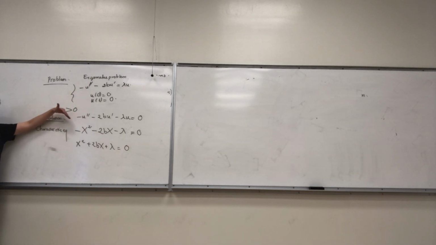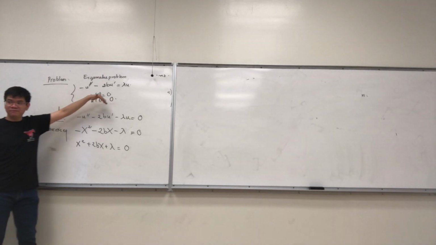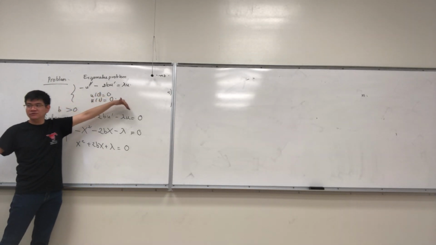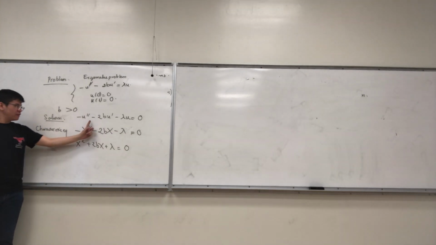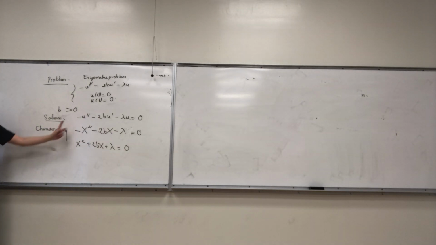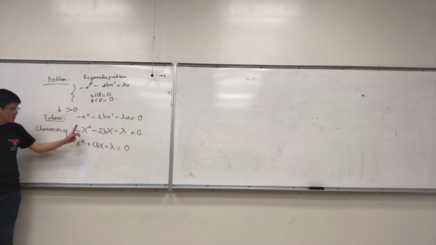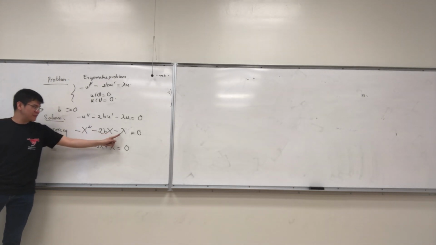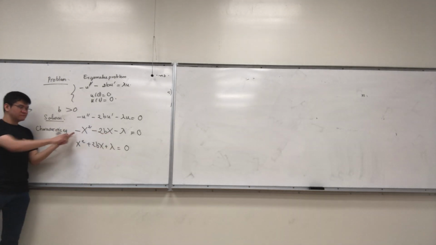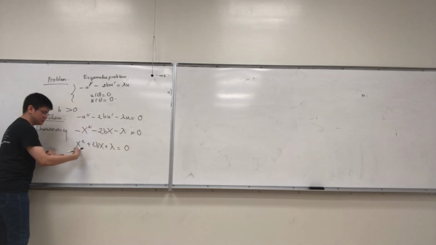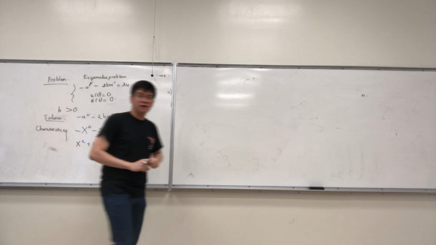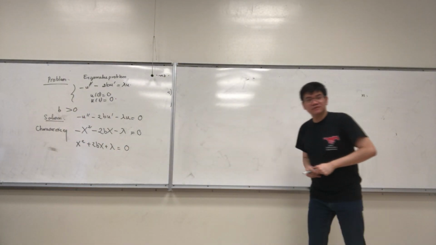So I explain again. In order to solve this problem, the first thing that we have to do is to find the characteristic equation. You have minus u'' minus 2b u' minus lambda u is 0. So the characteristic equation for this equation is minus x squared minus 2bx minus lambda is 0. Because here I have minus everywhere, I can turn this into plus. Right? The next step is to consider what?